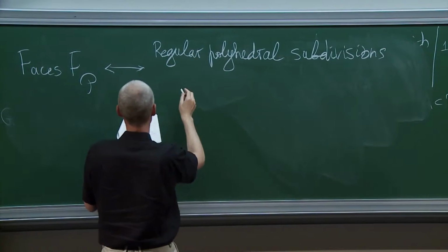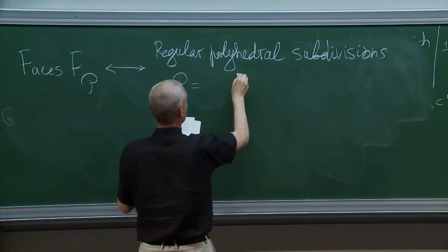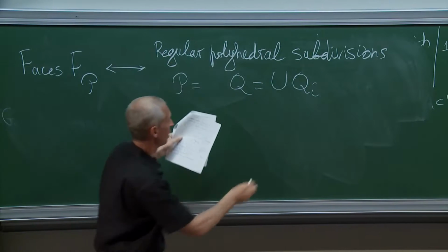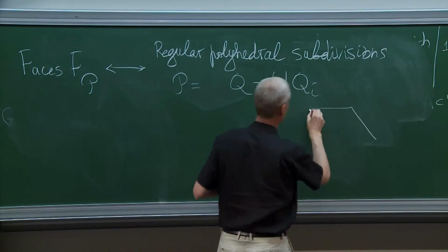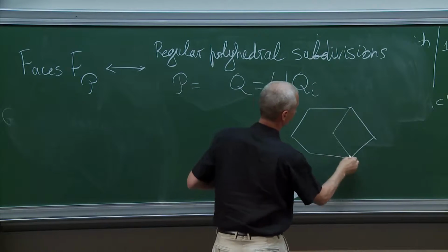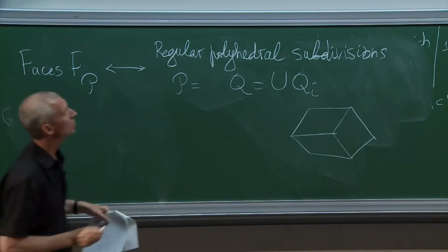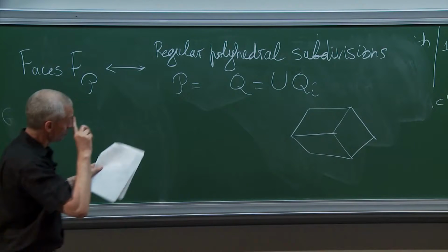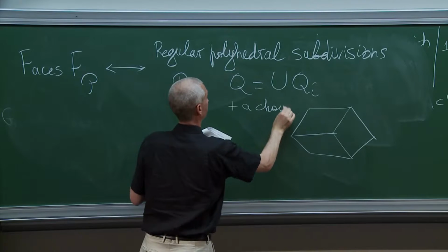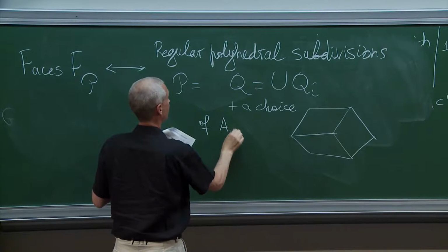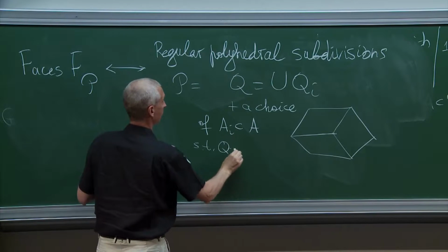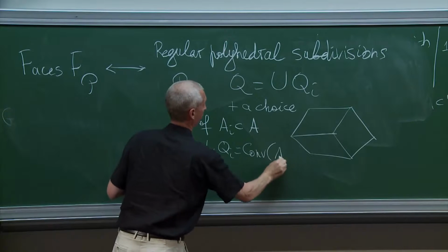It's called P, which says they represent Q as the union of some subpolytopes Qi, or something like this, for instance. So suppose we have this point here, and we subdivided our hexagon into 3 quadrilaterals. To be completely precise, we need this plus a choice of a subset Ai in A containing the vertices, such that Qi is the convex hull of Ai.